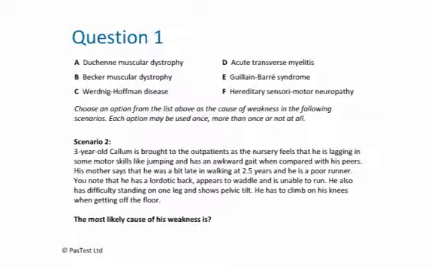So the diagnosis here is going to rest between Duchenne muscular dystrophy or Becker's muscular dystrophy or hereditary sensory motor neuropathy. Given the proximal muscle weakness in a boy, either the Duchenne's or Becker muscular dystrophy are more promising diagnoses. And looking at the age of presentation, Duchenne muscular dystrophy fits the bill very nicely. And hence the answer is A.